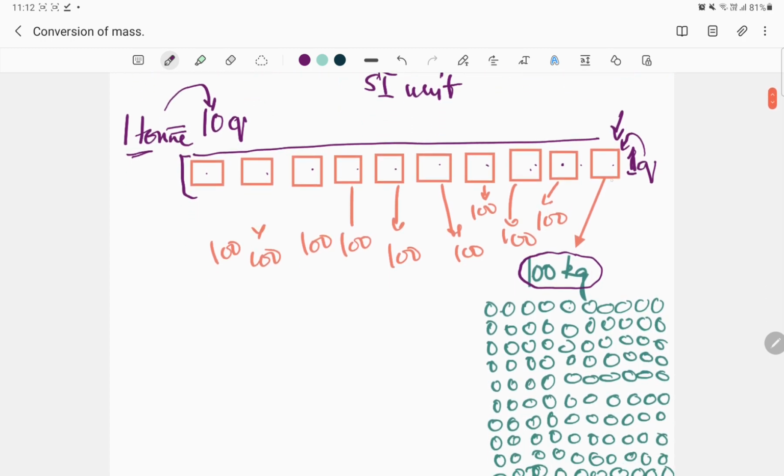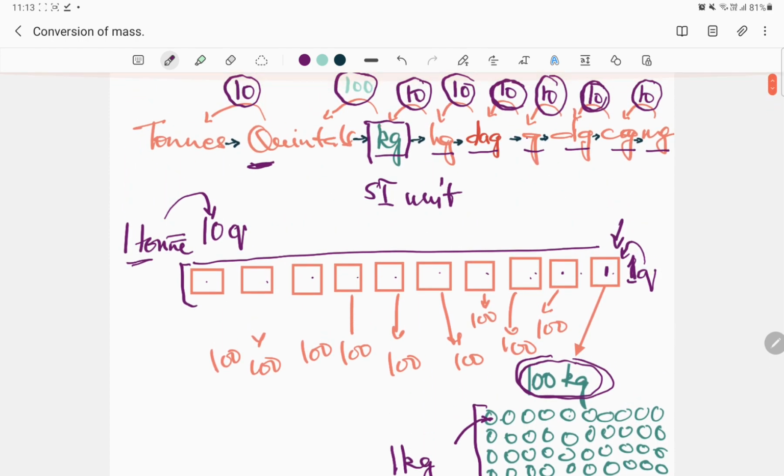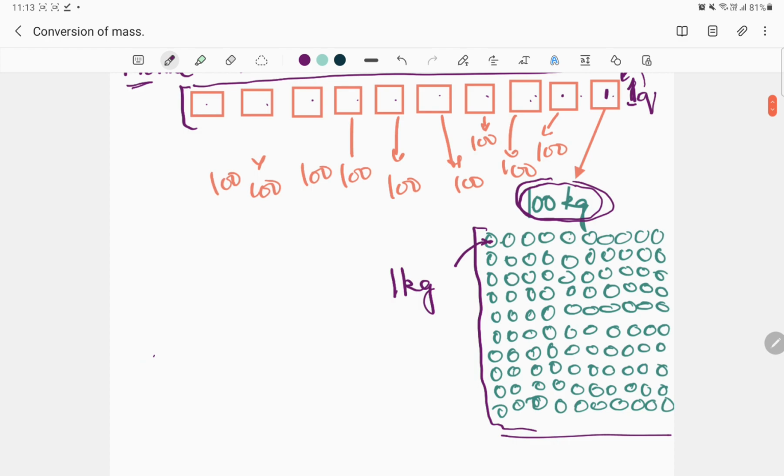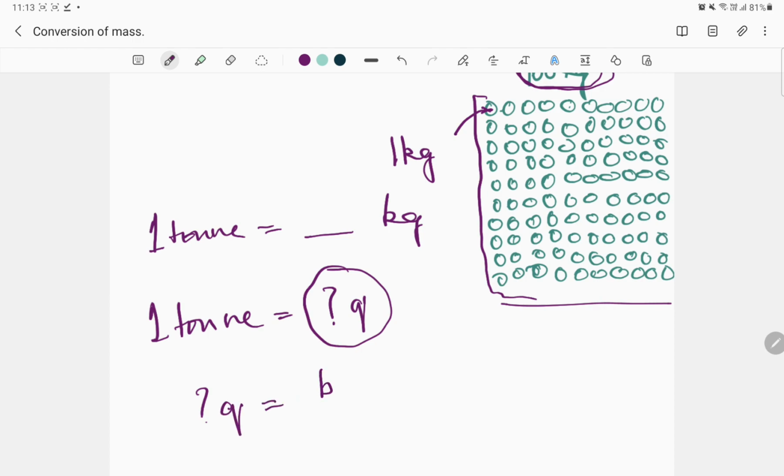But now, if each quintal is 100 kilograms, let us say each block of 1 quintal is 100 kilograms. And what I've done is I have made a large number of nearly spherical structures, and each of these structures is, let's say, 1 kilogram, right? So now, if I give you a problem: find out how many kilograms 1 ton has. So 1 ton is equal to dash kilograms. So what can you do? Well, there are two steps, two ways of doing it. You can convert 1 ton into quintals, and then whatever value you get for quintals, you can convert the number of quintals into kilograms. So that is one way.